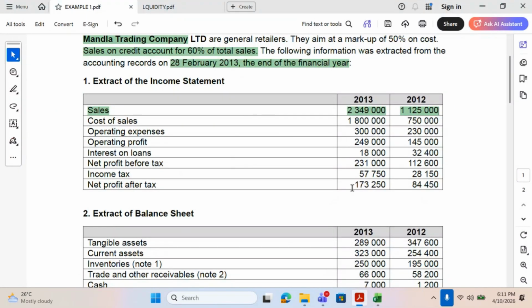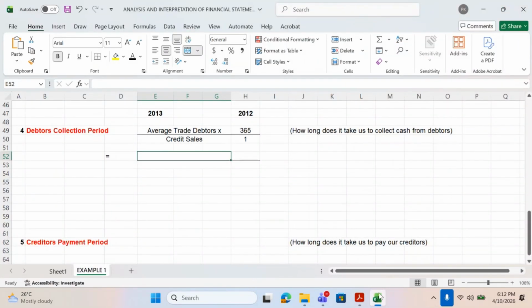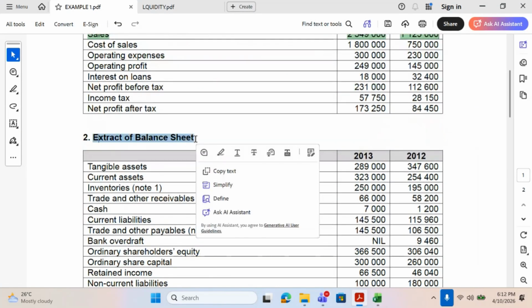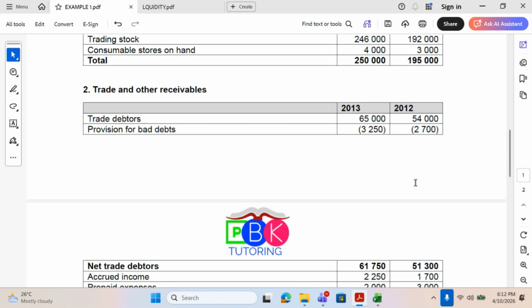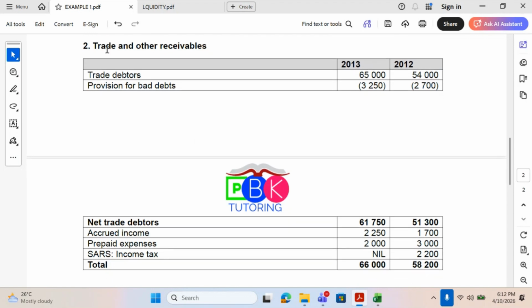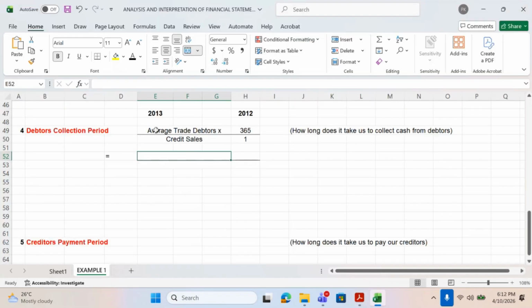And then another thing, we need average trade debtors. Let's go and see if we can get that. This is an extract from the balance sheet: tangible assets, current assets, inventories, trade and other receivables. Trade and other receivables, that is our debtors, and they're referring us to note number 2. Let's go to note number 2. Trade and other receivables: we can see there were trade debtors, with provision for bad debts, accrued income, prepaid expenses, SARS income tax. We don't need all these other things. We need trade debtors, average trade debtors.